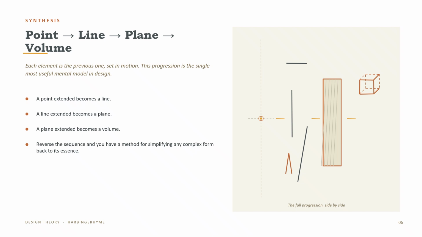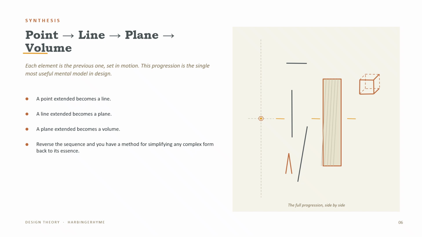So, from this lesson, we will remember this is the synthesis of point, line, plane, and volume. Each element is the previous one set in motion. This progression is the single most useful mental model in design. A point extended becomes a line. A line extended becomes a plane. A plane extended becomes a volume. Reverse the sequence and you have a method for simplifying any complex form back to its essence.